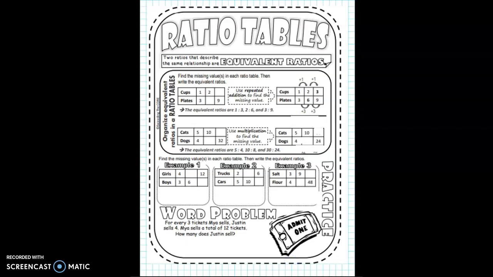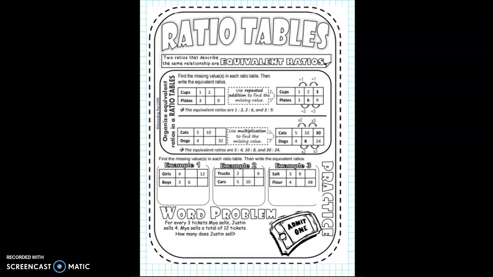More often, we use multiplication and division to find the missing values. If I look at the example with cats and dogs, I'm going to take 5 times 2 to get 10, 10 times 3 to get 30. Whatever I do on the bottom, I do the same thing to the top and vice versa, so we have an 8.